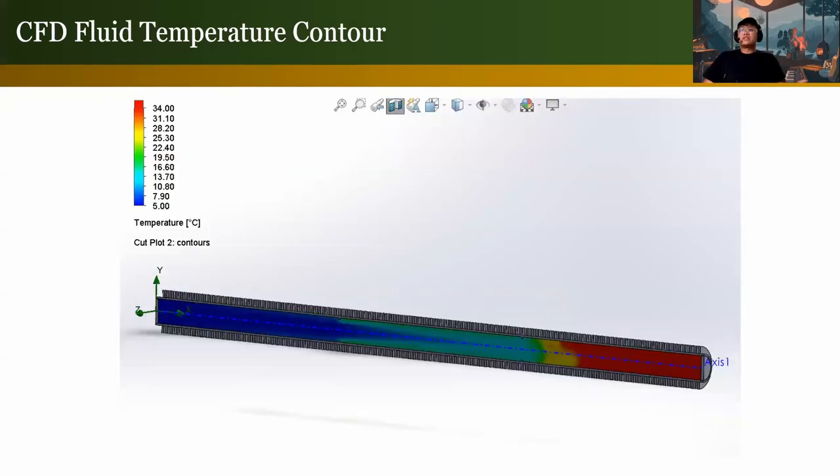Now here is our CFD fluid temperature contour, and this was our biggest issue in creating the CFD analysis, and this is due to not being able to model the heat pipe as a heat pipe. What we really have here is a hollow aluminum tube that has fluid flowing inside it because there's no wick. And this is what causes the incorrect temperature contour, and we hope to be able to fix this in the future.